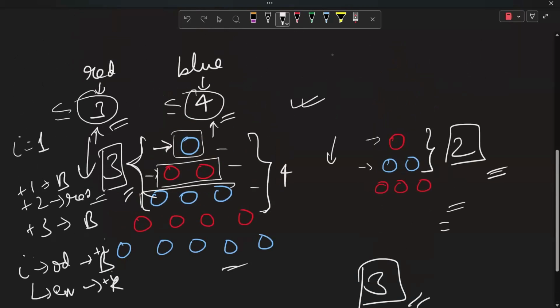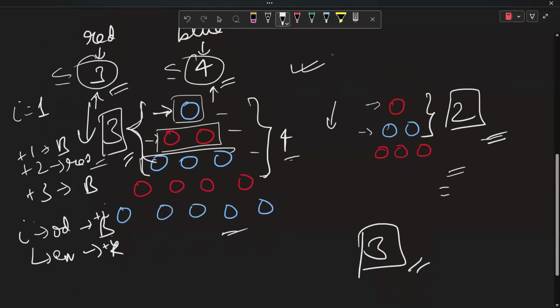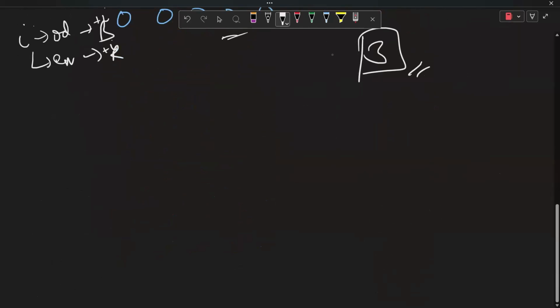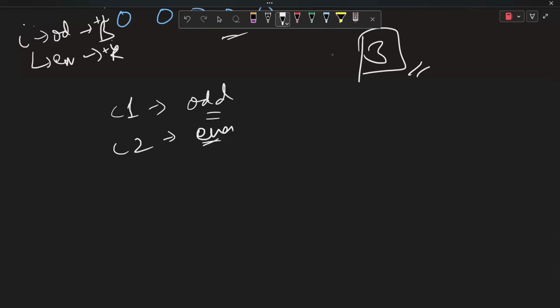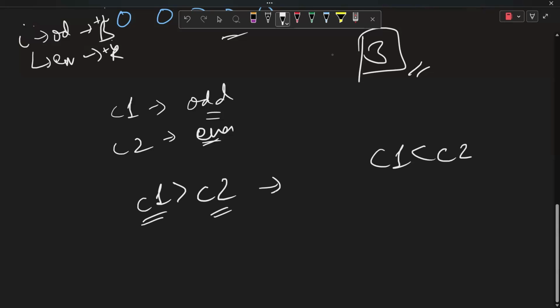So what is this 2? You can just swap the number of red balls required and blue balls required, and then check. Let's say C1 is the number of balls required at odd indexes, and C2 is the number of balls required at even indexes. You can keep a count like this, not naming it as blue or red. Now, suppose C1 is greater than C2, then whichever among red or blue is greater, you would check that with C1, and whichever is lower, you would check that with C2. And if C2 is greater, then you would check the greater one with C2 and the smaller one with C1.